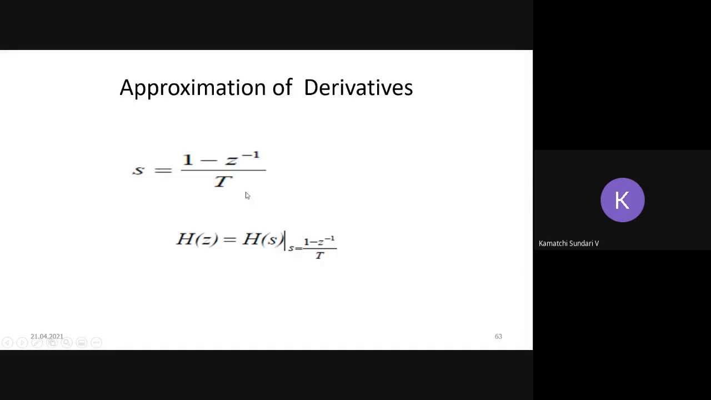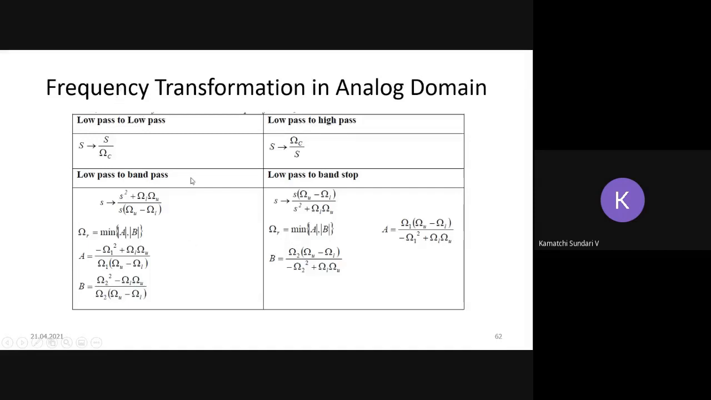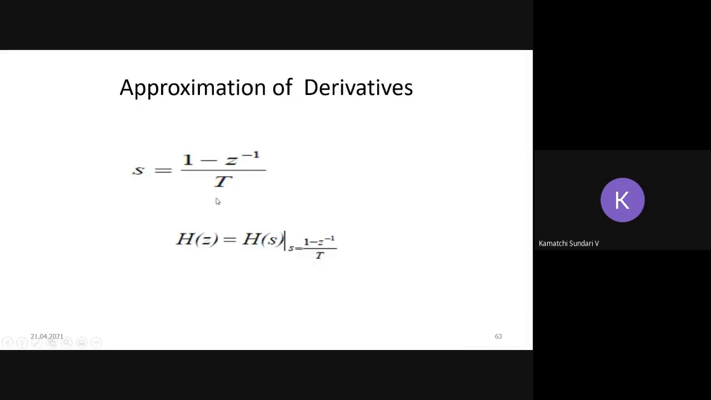And for conversion from H of s into H of z, from these procedures we are able to find our H of s only, right? That is the transfer function of our analog filter. So if you want to do your design in the analog domain, then you can stop at this point. But if you want to do your digital filter design, then we have to go for conversion, analog filter to digital filter, digital domain conversion.